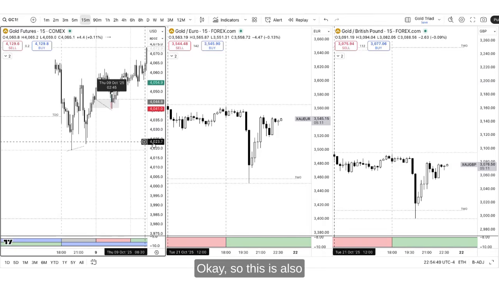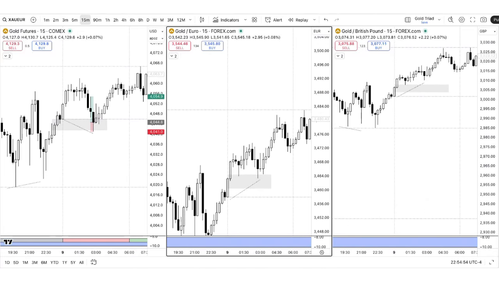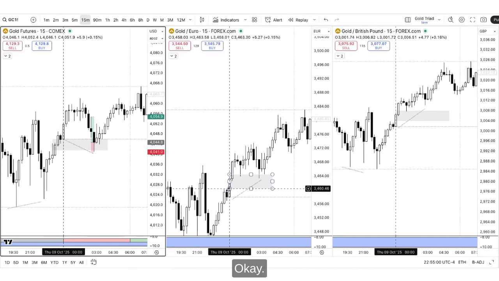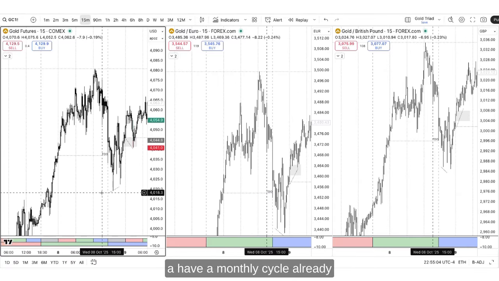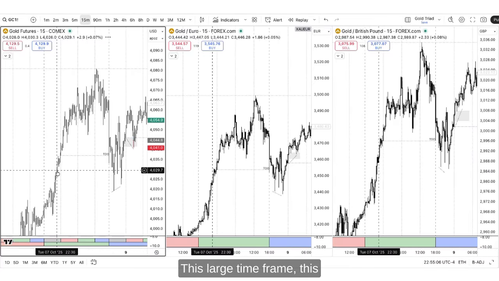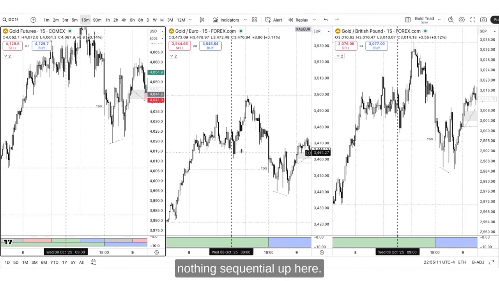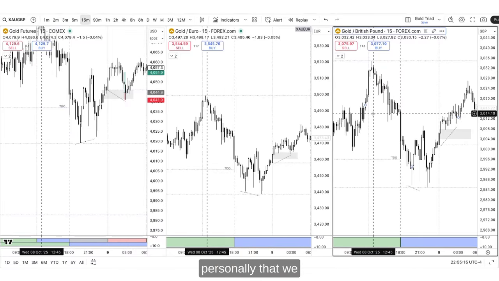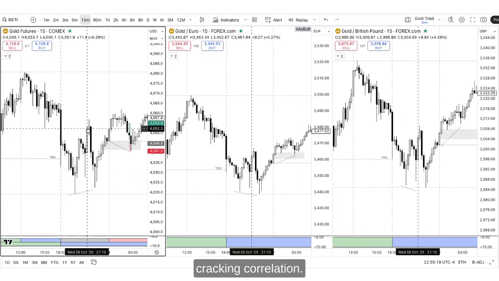Okay, so this is also a really nice trade. This key level here is a 1 hour fair value gap. And we actually have a monthly cycle already in action here. This large time frame ends up just being a big retracement because there's nothing sequential up here, which would indicate to me personally that we would return higher at least until we get another cracking correlation.